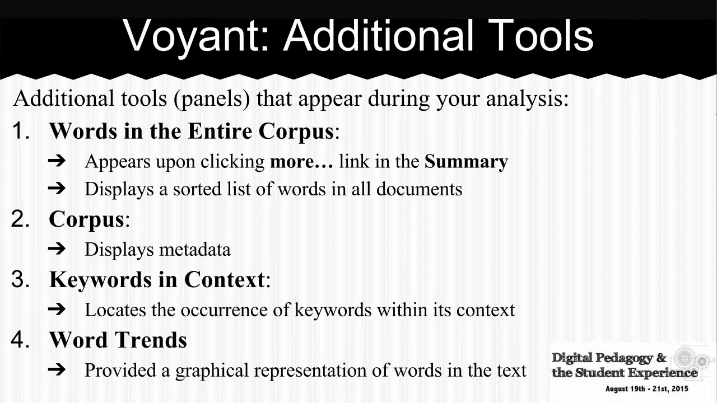There are a number of additional default tools or panels that may appear during your analysis. For example, the words in the entire corpus. This usually appears upon clicking the More link in the Summary panel. This shows a sorted list of words in all documents, sorted from frequent to less frequent. Then there's the Corpus tool, and this provides metadata for the documents in the collection. The Keywords and Context tool locates and examines the occurrence of keywords within its textual context. And finally, the Word Trends provides a graphical representation of the occurrence of words in the text.